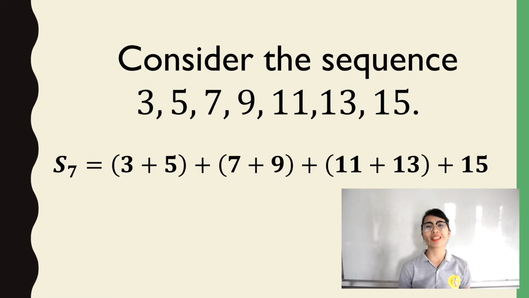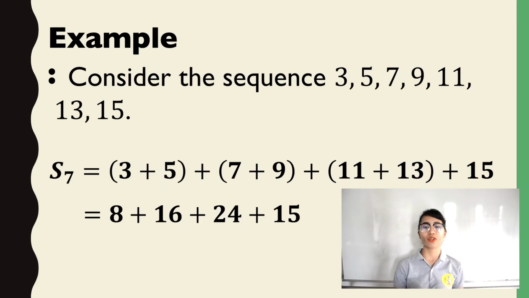Consider the sequence 3, 5, 7, 9, 11, 13, 15. Using the nth partial sum of a series, n is equal to 7. So we have a sub 1 is equal to 3, a sub 2 is equal to 5, a sub 3 is equal to 7, a sub 4 is equal to 9, a sub 5 is equal to 11, a sub 6 is equal to 13, and a sub 7 is equal to 15.